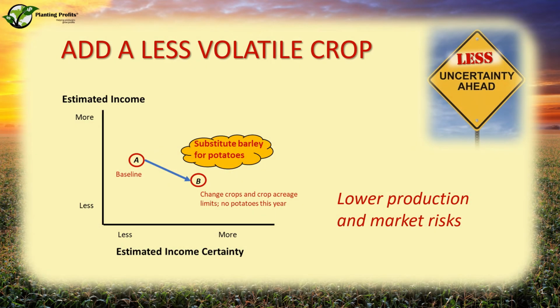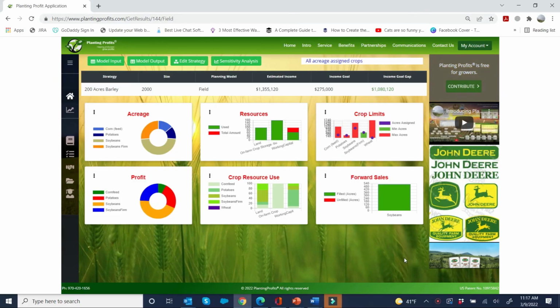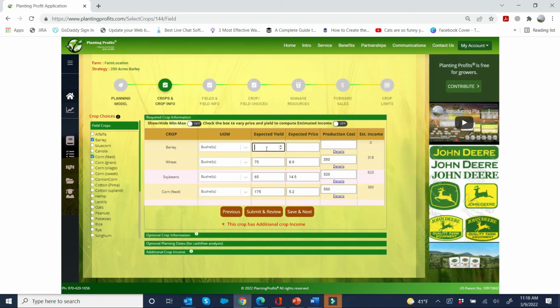Add a less volatile crop to the mix. This approach is similar to adding a new forward sale, which was just covered. The difference is that, in this case, there is no price certainty. To add a new crop, go to the Crops page and select the crop, or create a new crop using the Crop Master. We're going to add barley to our crop choice. It can substitute for the higher-risk potatoes and give us the option to come back next year and put more acreage into potatoes. Enter the expected yields, prices, and production costs for barley.